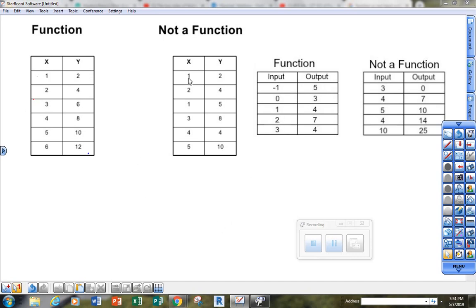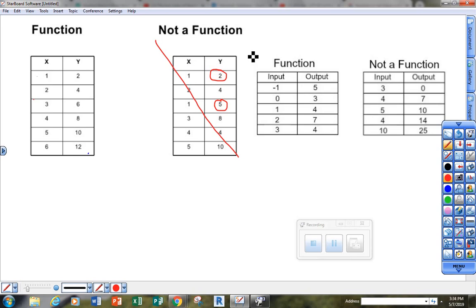If your function though has your input numbers repeat, like this one right here, I got a 1, give me a 2, and then the same 1, give me a 5. Cannot have that. Cannot have the same number plugging in 1 into the equation, and one time the equation gives you 2 and the other one gives you 5. Cannot have that. That makes that a non-function. Here too, this has 2 4s, where one 4 gives you a 7, the other one gives you a 14. Cannot have that.